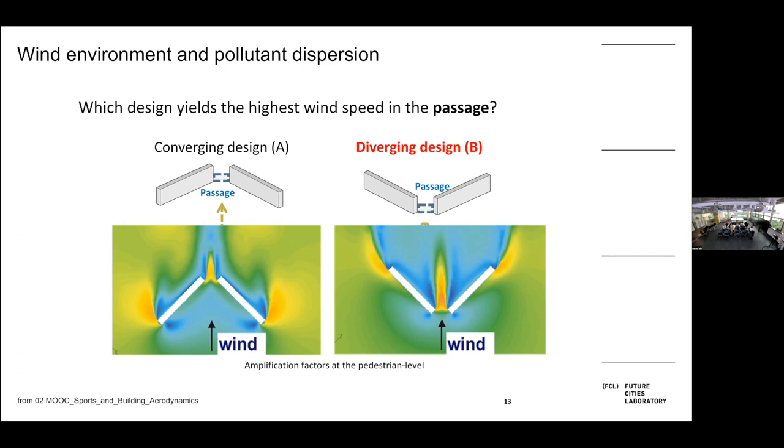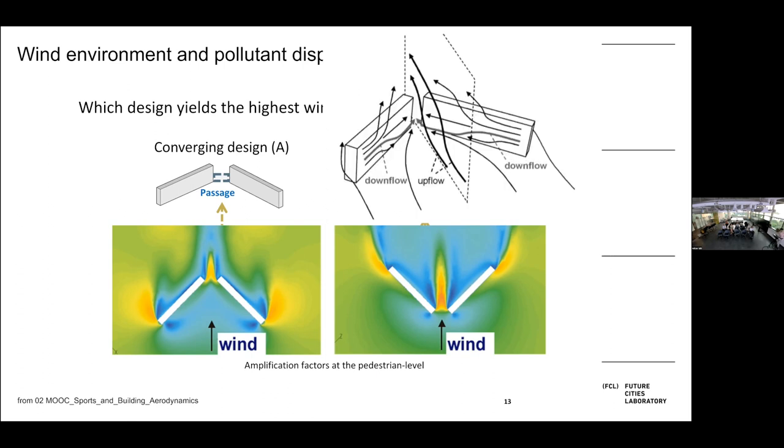Okay, so why does it happen? For the converging design, a large amount of airflow just passes over the building by moving upwards rather than going through the passage area. That's why we do not get a high wind speed at this opening area.